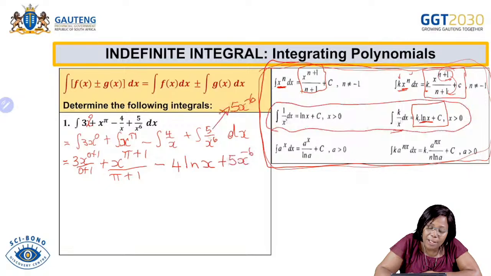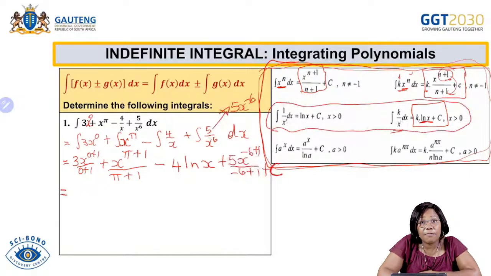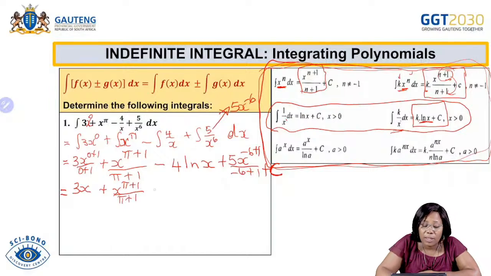x to the power minus 6 plus 1, and the denominator minus 6 plus 1. Then you can now bring in a plus c there. Simplifying now, let's simplify and have the final answer. We are having 3. 0 plus 1 is 1. That will be x to the power 1. Then it gives us a 3x. Plus, and then for this one, we can't do anything to that one. You leave it like that. x to the power pi plus 1 over pi plus 1. And then minus 4 ln of x, it's fine.